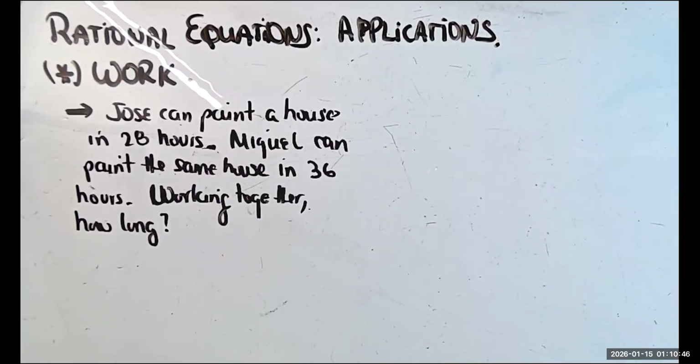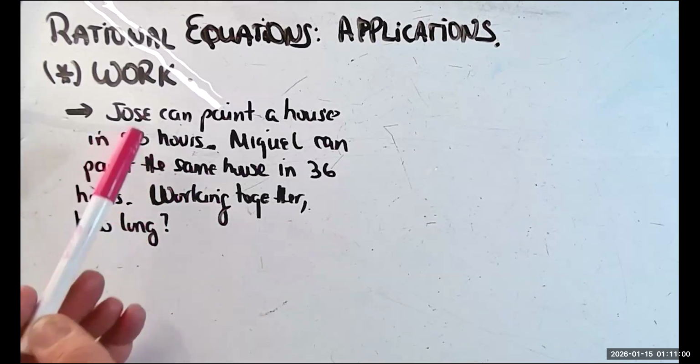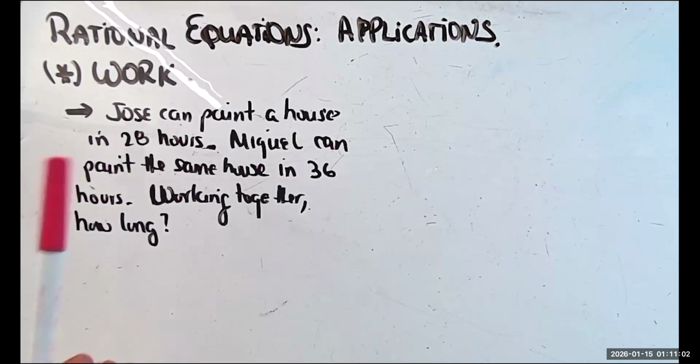Scholars, let's work on some applications of rational equations. The first one we're going to do is a work-related type of problem. For example, if Jose can paint a house in 28 hours, while his brother Miguel can paint the same house in 36 hours, if they were to work together, how long will it take them to paint the house?